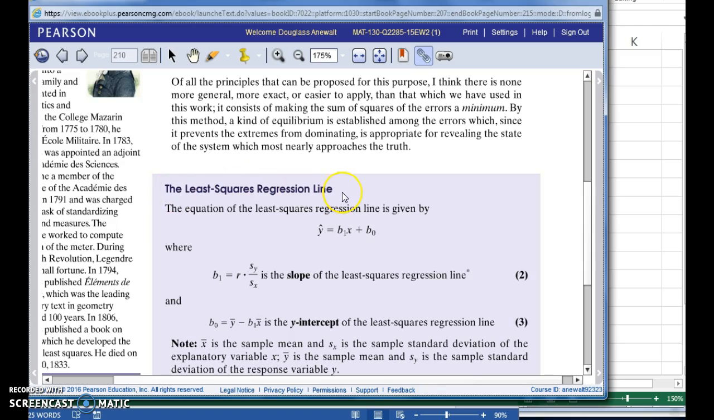But for the least squares regression line, if you're trying to work that out, you need to find the values for B1, which is the slope, and B0, which is the y-intercept. And I'm on page 210 of the textbook. So for the slope, it says we need that correlation coefficient multiplied by the standard deviation of y divided by the standard deviation of x.